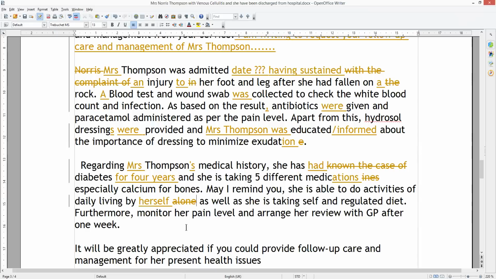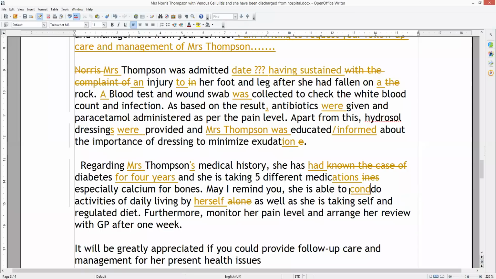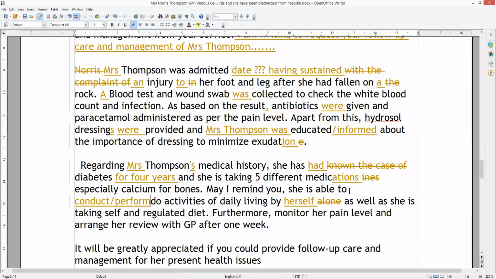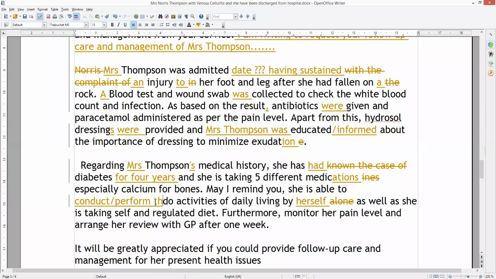She was able to do or perform. I don't know, do is kind of, you know, she was able to do, she was able to perform. I think perform is better, the activities, because do is very informal. She was able to either conduct or perform. Either of those are better than simply using do. She was able to conduct, perform the activities of daily life, etc.